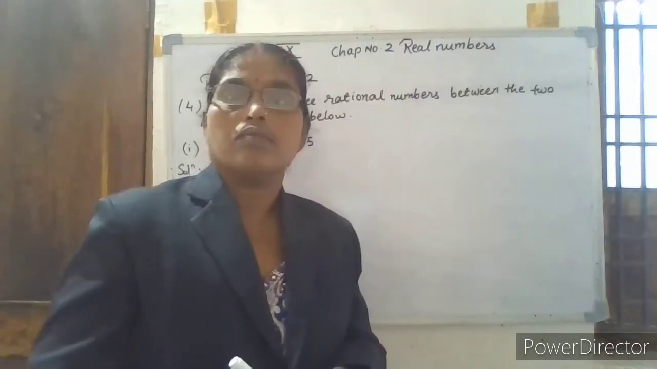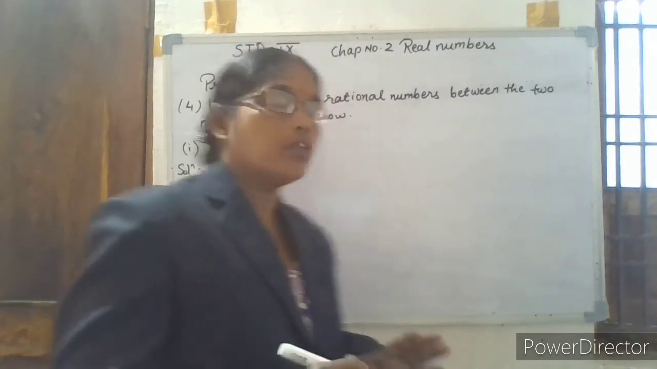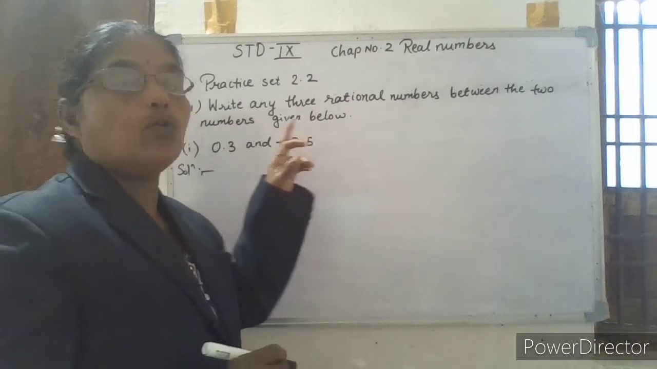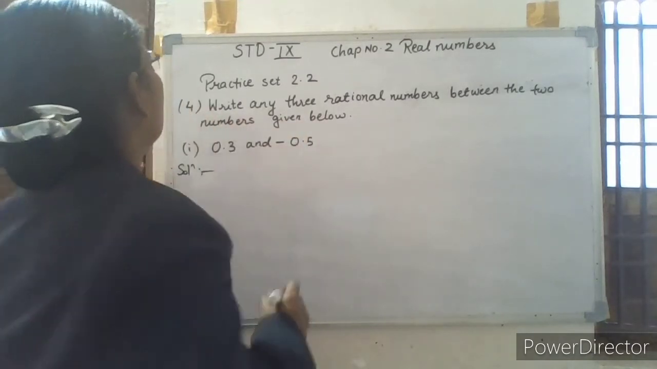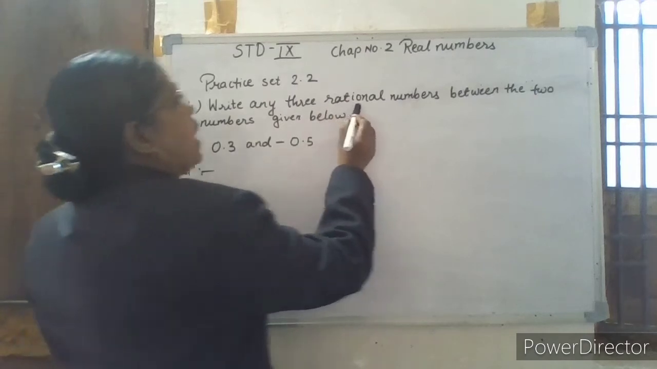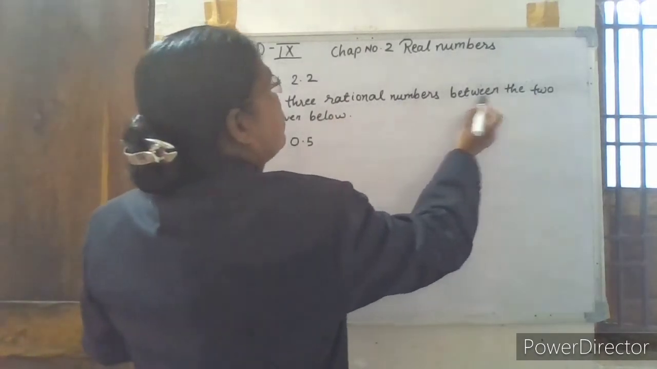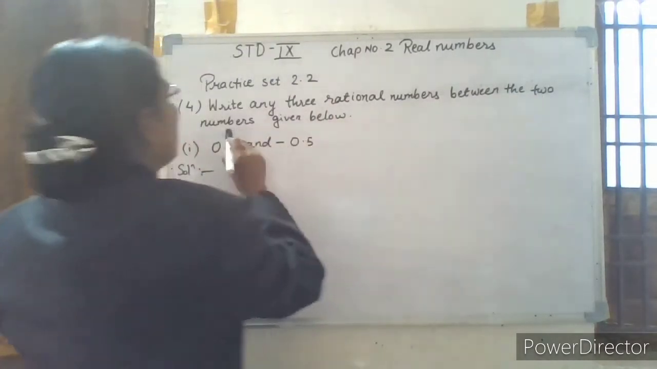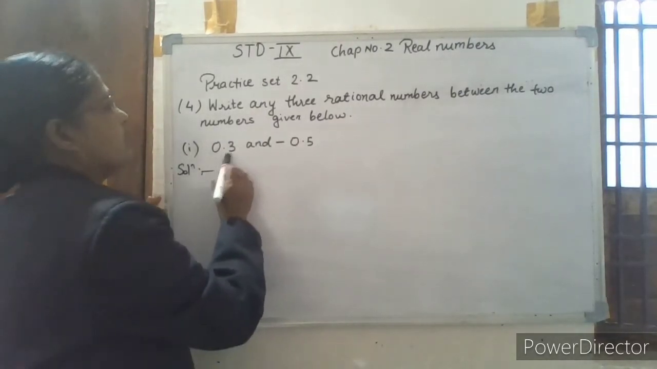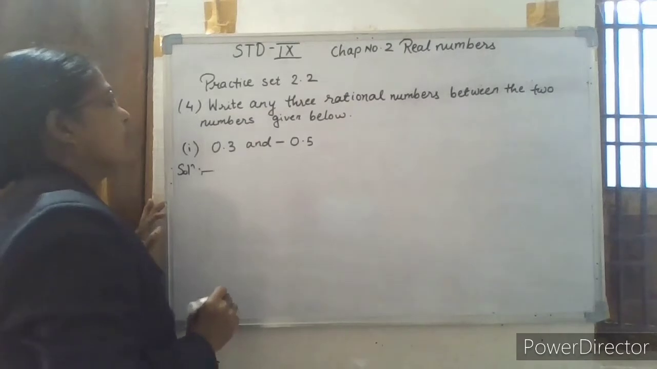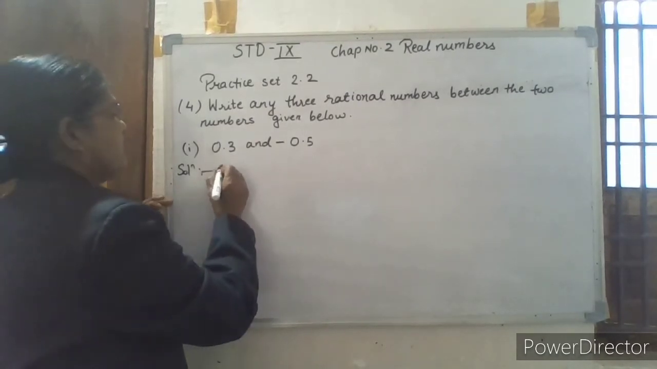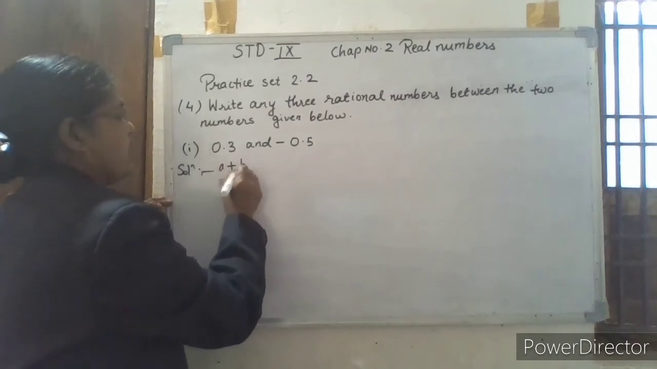Now let us start with question number 4. The question is given in this way. Write any 3 rational numbers between the 2 numbers given below. These are the 2 numbers given. So we have to use the formula, that is (a plus b) by 2.